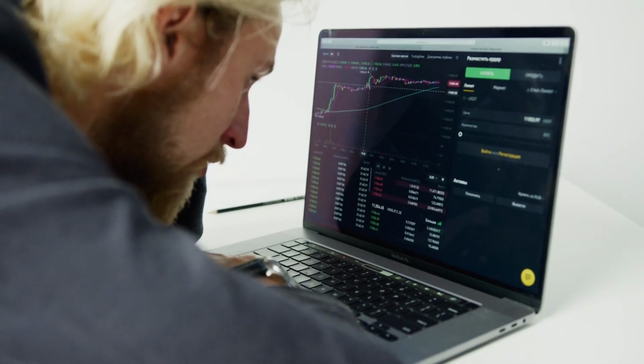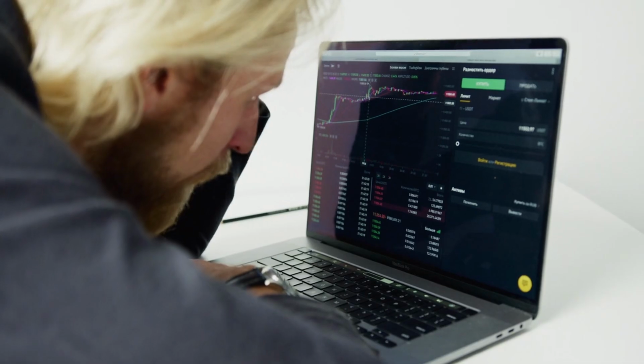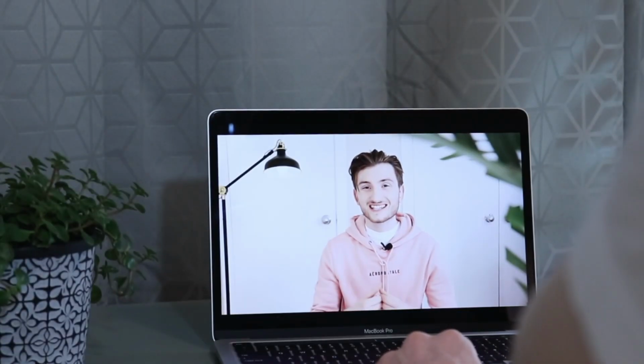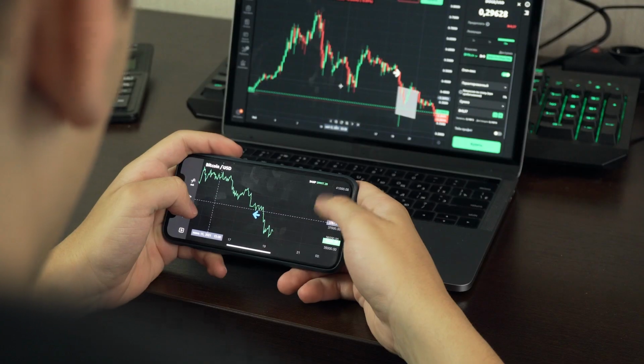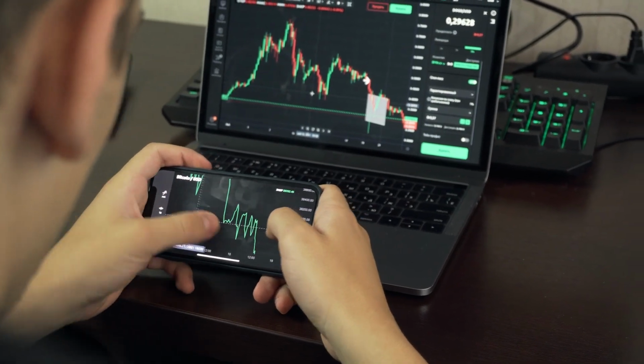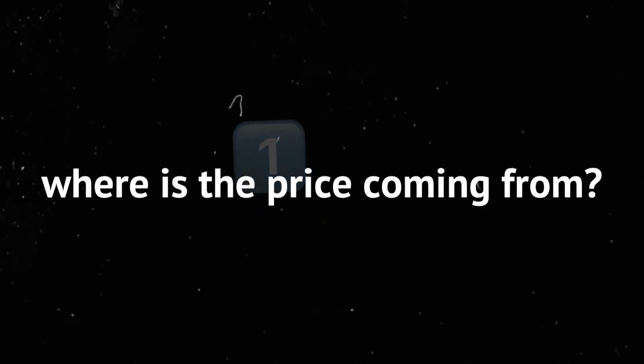People usually get overwhelmed while trying to figure out draw on liquidity. Don't worry, I am going to simplify it for you guys. In order to identify draw on liquidity, you just have to ask yourself these three questions. Where is the price coming from? What is price doing right now? And where is the price heading? This will make sense in a minute.